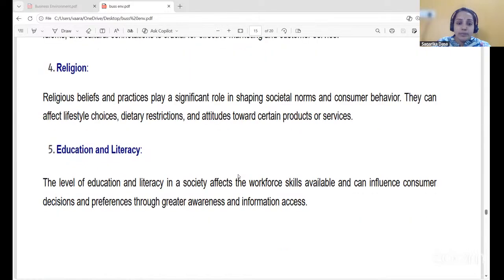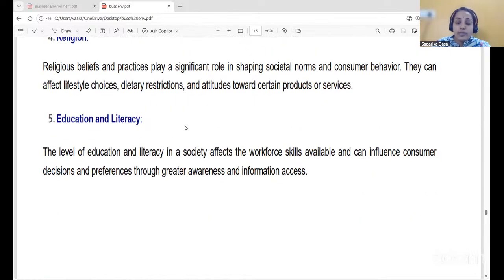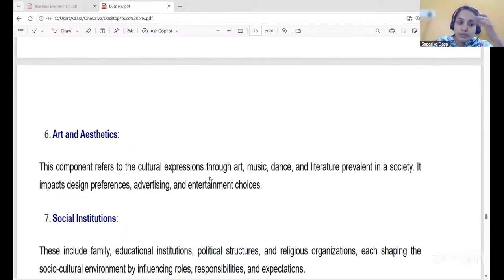Education and literacy. Education also has a major impact on business organizations because for the people who are educated or who have a higher literacy rate, the goods must be tailored in such a way that they are useful to a set of skilled persons. So education and literacy is also another important aspect.